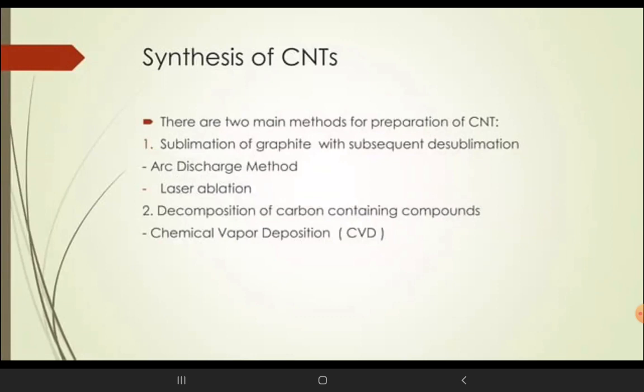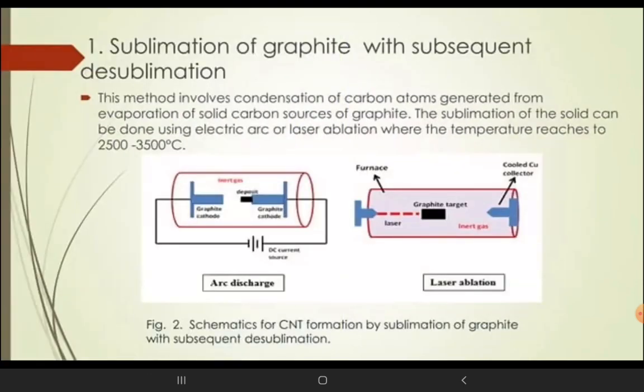Synthesis of CNTs. There are two main methods of preparation of CNT. The first is sublimation of graphite with subsequent desublimation: arc discharge method and laser ablation. The second is decomposition of carbon-containing compounds: chemical vapor deposition. First one, sublimation of graphite with subsequent desublimation. This method involves condensation of carbon atoms generated from the evaporation of solid carbon sources of graphite.